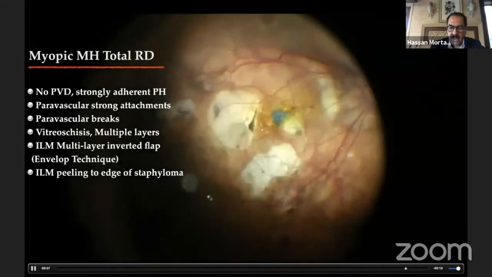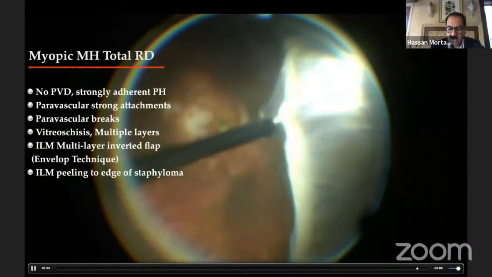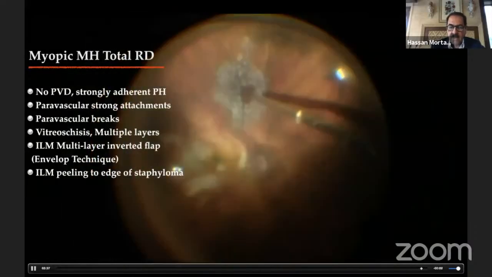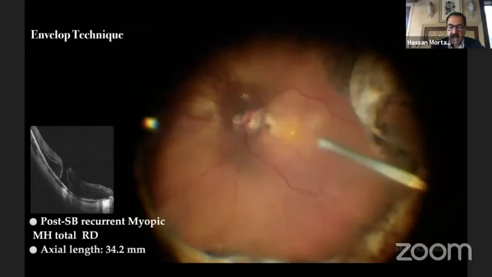And this eye was filled with silicone oil. Base vitrectomy was performed, and then silicone oil was injected. And this is the picture at the time of silicone oil removal. The retina is attached and stable.